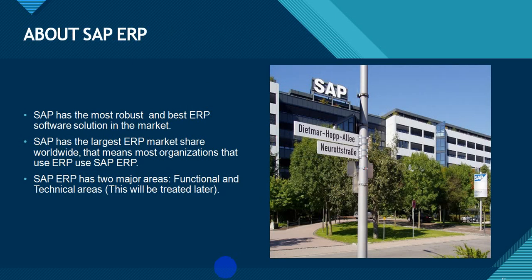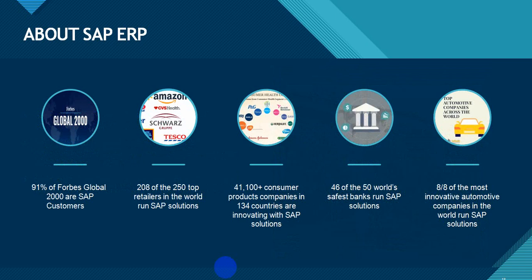About SAP ERP, SAP has the most robust and best ERP software solution in the market today. SAP has the largest ERP market share worldwide. That means most organizations that use ERP use SAP ERP. SAP ERP has two major areas that I talked about: the functional and the technical areas. 91% of Forbes Global 2000 are SAP customers. 208 of the 250 top retailers in the world run on SAP solutions, and so on. So you see all these statistics. It shows you the power of the SAP ERP.